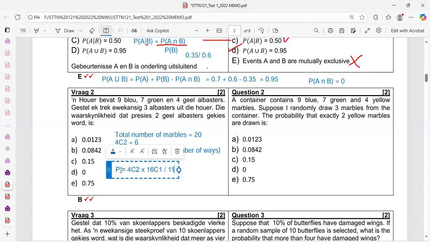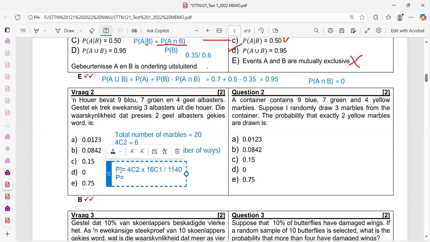Divide this whole thing by 1140 because that's the total number of outcomes. I believe now you understand how I got the 4 combination 2 multiplied by 16. Remember, the minute I take out the 4 yellow marbles from the container, I'm left with how many marbles? 16, because the total is 20. I'm left with 16.